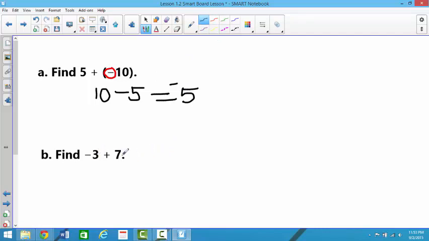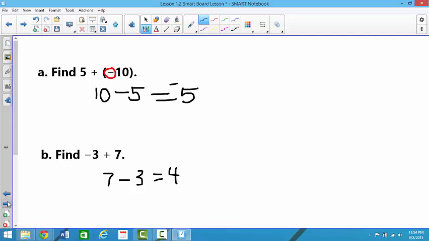Okay, you have a negative 3 and 7. The absolute value of negative 3 is 3. The absolute value of 7 is 7. 7 is larger, so it's 7 minus 3. 7 minus 3 is 4. 7 is larger, 7 is positive, so our answer is a positive 4. And when you're talking about positives, like I said before, you do not use the plus sign. You just leave it as such.